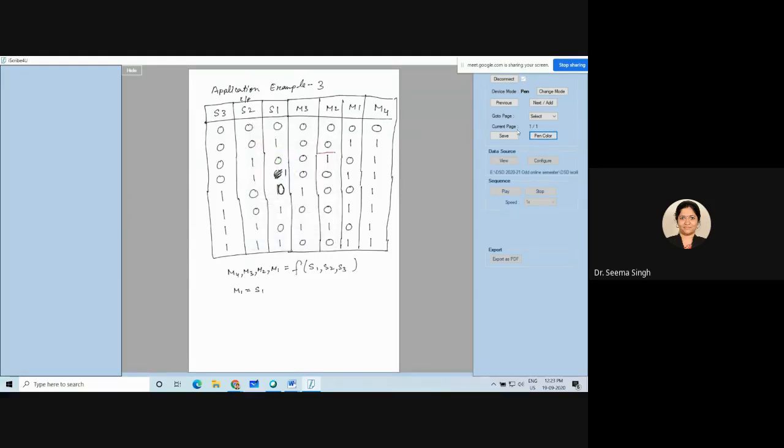M2 is 1 for this case, and M2 is 1 for this case. So what can be the equation? Yes, tell me. Ma'am, S1 bar S2. S1 bar into S2, because motor 2 can be on only if sensor 1 is off. So this one is taking care of S1 bar S2.